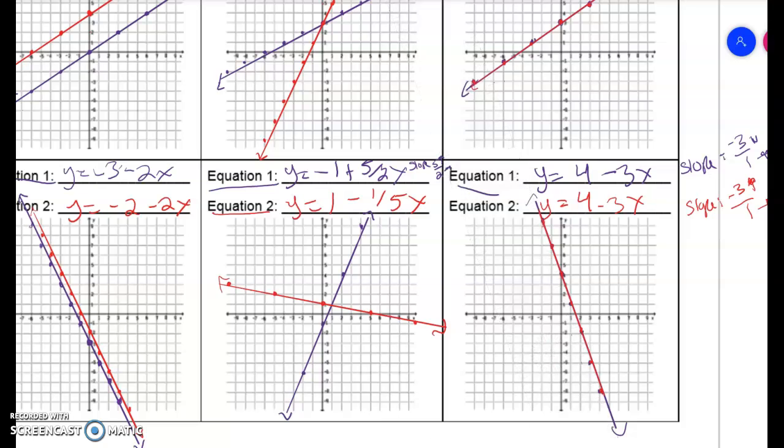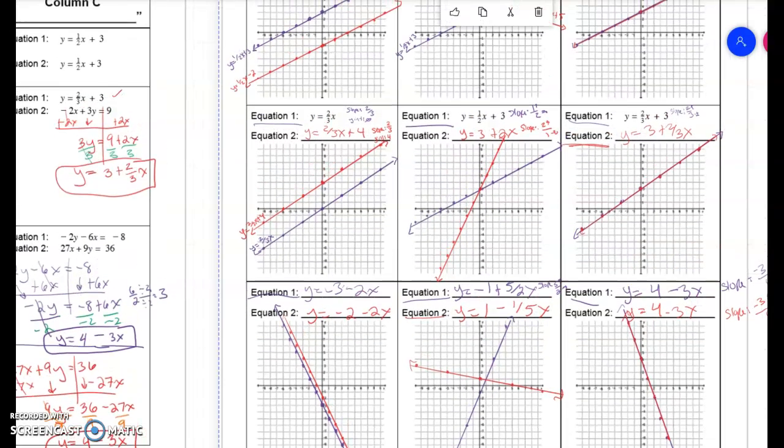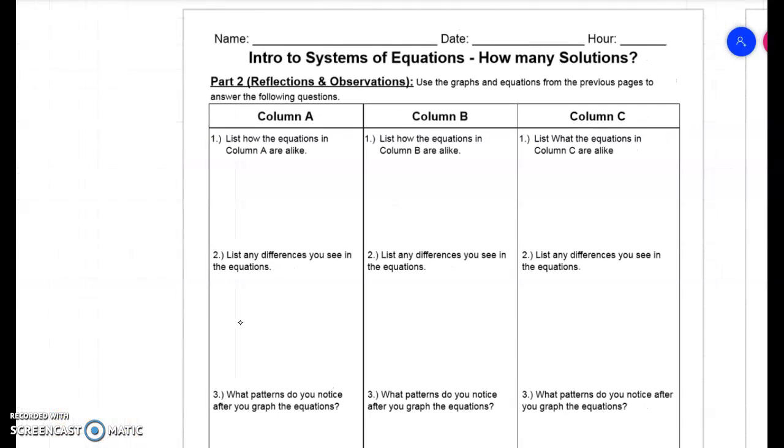So, you must be very curious why some of these graphs hit each other, some don't even hit at all, or some are 100% the same thing. So now we're going to be looking at our notes at the bottom. So flip your paper over to the third sheet. This page is asking you to reflect and observe. So part 2, use the graphs and equations from the previous page to answer the following questions.